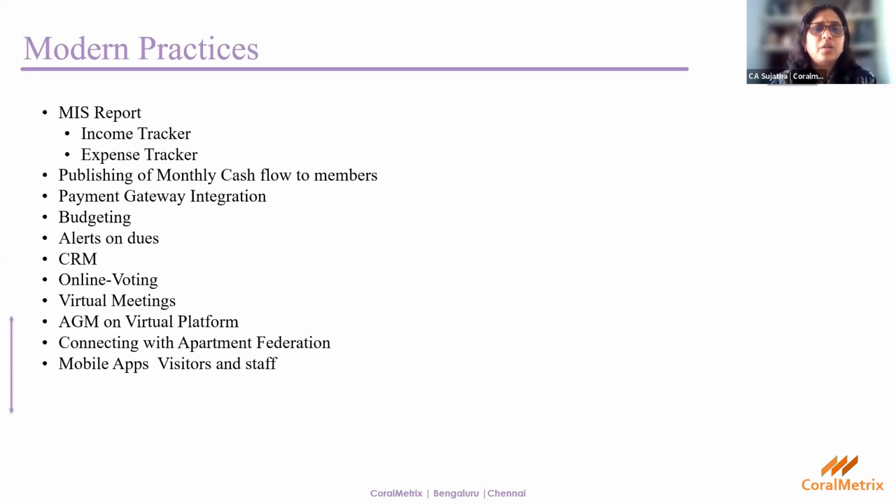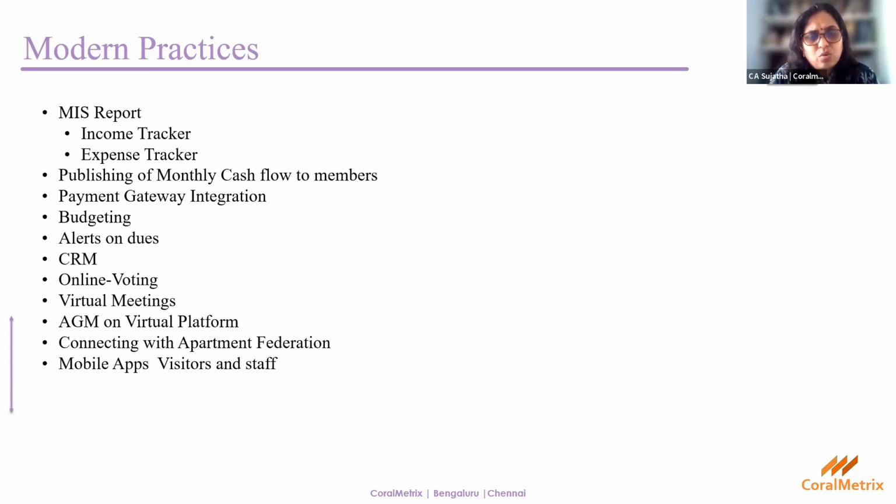One is the MIS report, where they use software. Using that software, they are able to give a pictorial representation of how much is the income and how much it has deviated from the budget, and they are able to track income and expenditure on a monthly basis, so that they are able to effectively manage the cash flow. The second is that they are publishing the unaudited cash flow statement to members on a monthly basis. So it brings in a lot of transparency and trust for the residents.